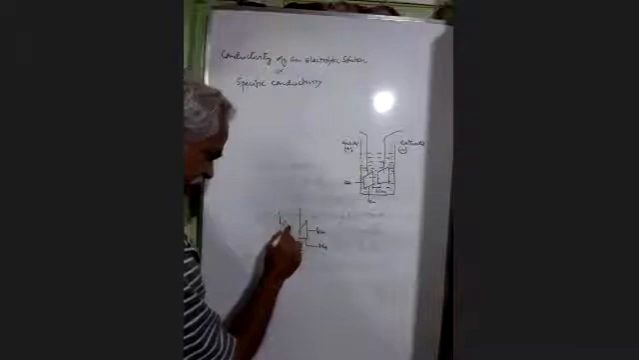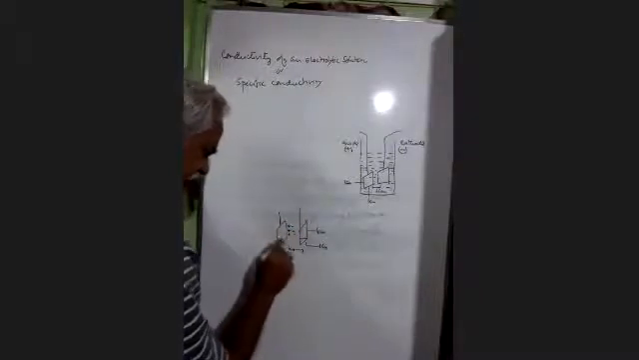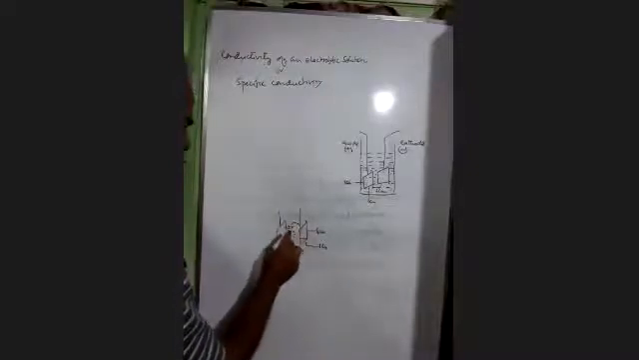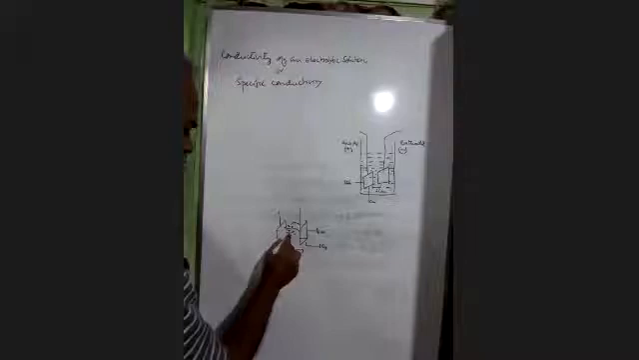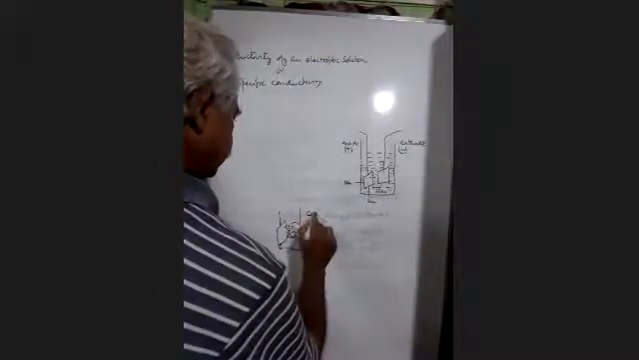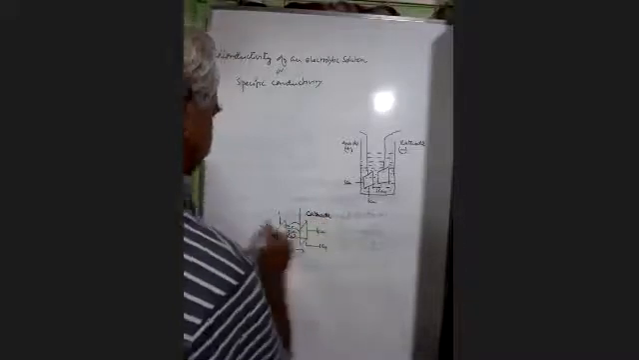Okay. Who is going to conduct the electricity? It is the ion which is present here. So this will go to this side, this will come to this. This will go to this side, this will come to this. They are the ones which are going to conduct electricity. Cathode and anode.